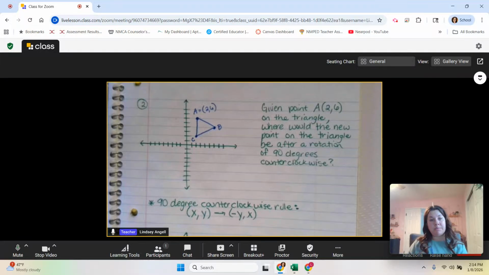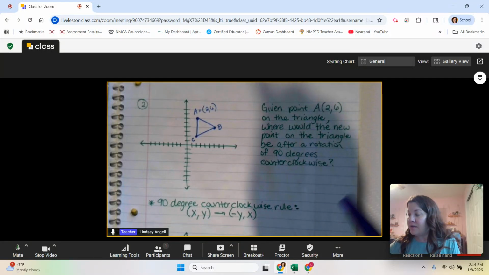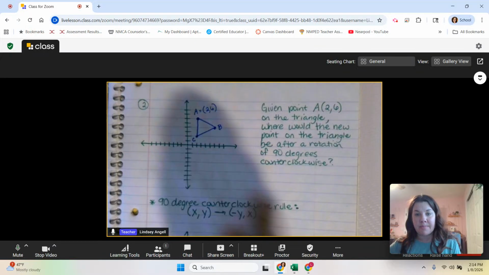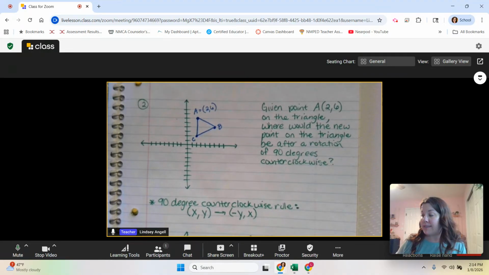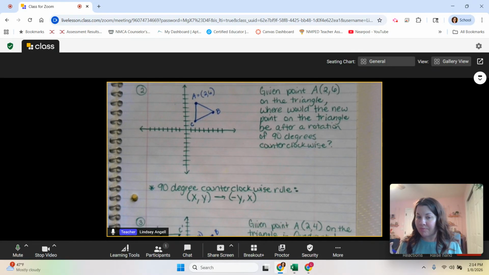Okay, number 2. All right, we've got this pretty graph, and today I actually drew it out for you. I prepared myself a little better than some of the other lessons. But let's see, given point A, which is at 2, 6, that's right here, on the triangle, where would the new point on the triangle be after a rotation of 90 degrees counterclockwise? So this time we're doing 90-degree counterclockwise. So they're bringing that back, right? Rather than the 180. Okay, so just be prepared for that.